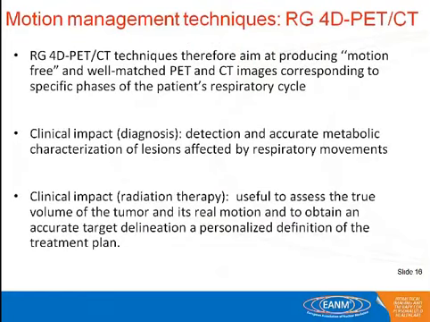Well, respiratory gating for the PET-CT. The aim is producing a motion-free and well-matched PET-CT image corresponding to a specific phase of the patient's respiratory cycle. The clinical input could be in the detection and accurate metabolic evaluation of lesions affected by respiratory motion. For radiation therapy, it is useful to assess the true volume of the tumor and its real motion, to obtain an accurate target delineation and a personalized definition of the treatment plan. So this can be used both for diagnostic procedures and for radiation therapy planning.